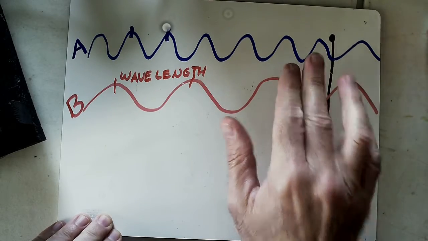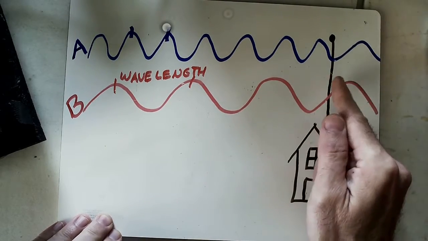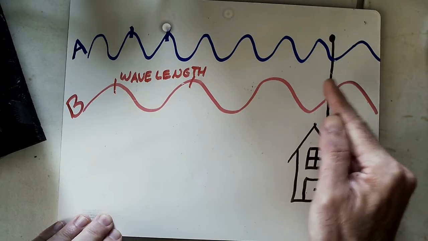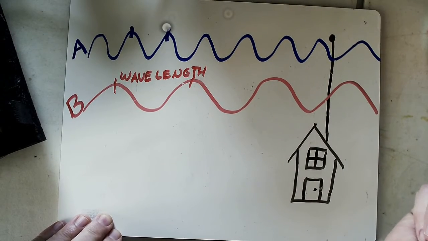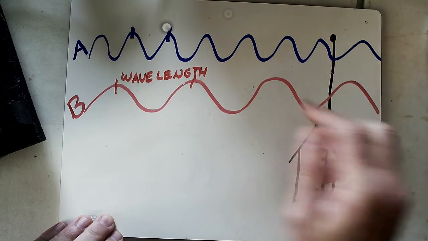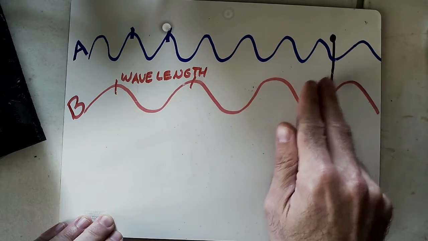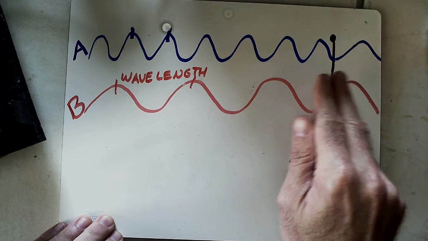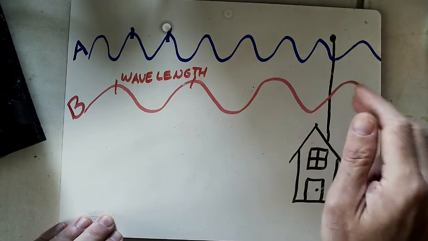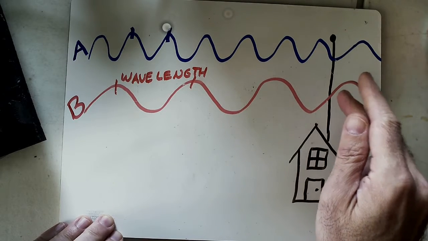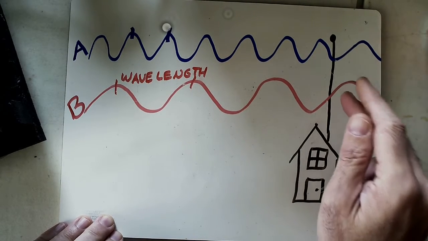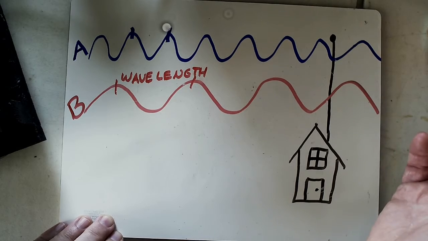Okay, but these waves, it's hard to imagine, but it's true. These waves, because they're actual forms of energy, are going to vibrate this antenna back and forth. Okay, we don't see that because it's traveling at the speed of light. But it does actually vibrate this antenna, and we can take that vibration and convert it into sound, and we can listen to the radio.